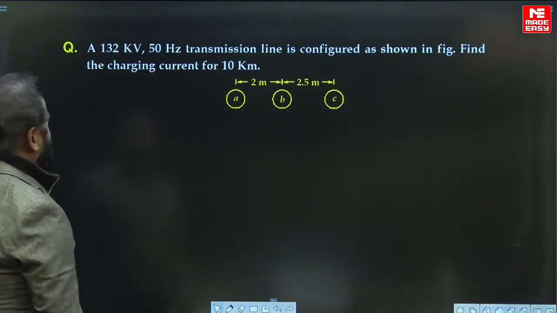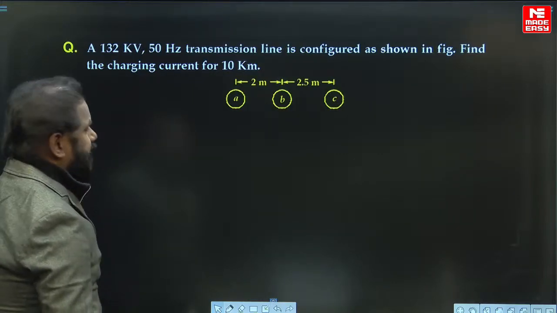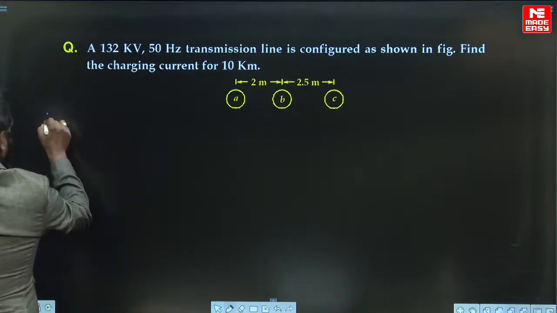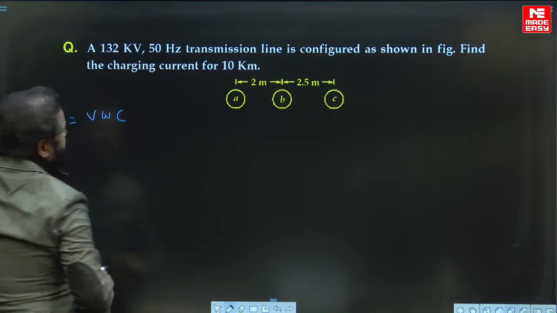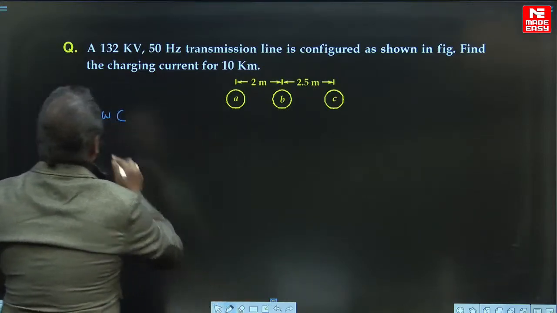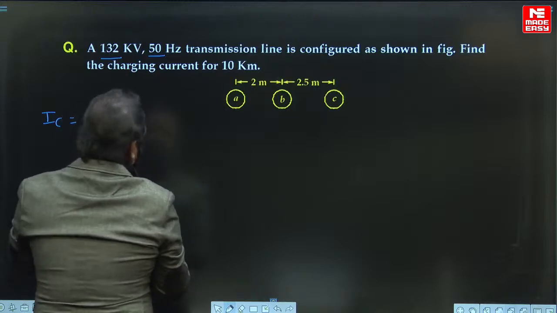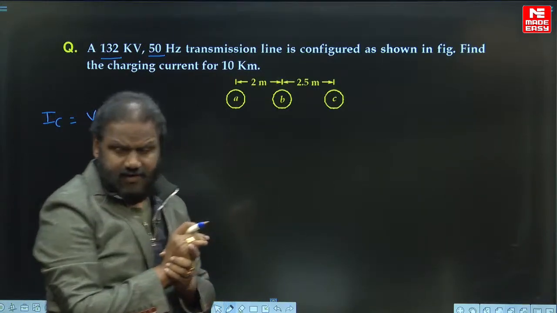Next question: a 132 kV, 50 Hz transmission line is configured as shown in the figure. Find the charging current for 10 kilometers. Okay, so the charging current IC is equal to V into omega C. Here 132 kV V has been given, the frequency is also given, and omega is 2 pi f. Okay, the main idea here is to calculate this.